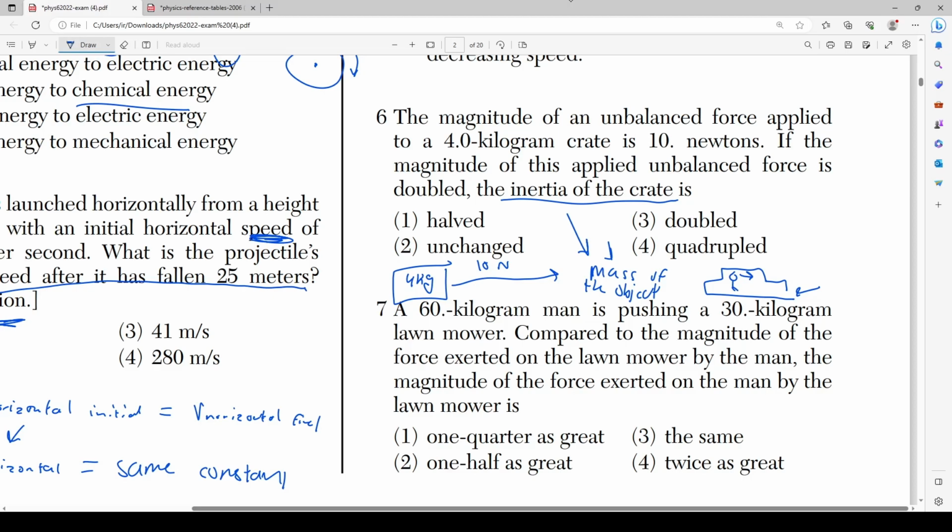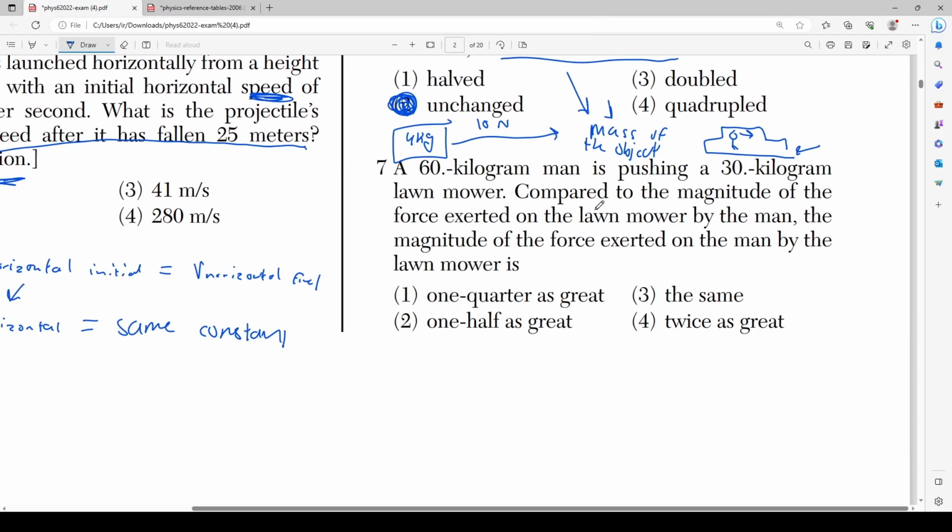That's because inertia is reliant on mass. The heavier an object is, the more inertia that object will have. And here we're only changing the unbalanced force. Force has absolutely nothing to do with inertia, so it's going to remain unchanged. The only thing you can do to change inertia is change your mass. If they wanted to add 4 kilograms to this cart, then that would probably double the inertia of the cart. But since the mass is staying the same, the inertia is staying the same.